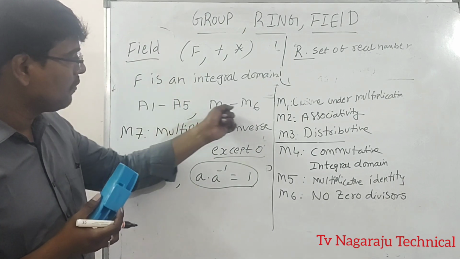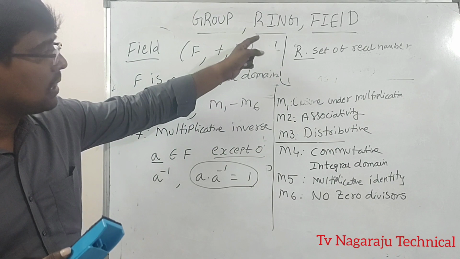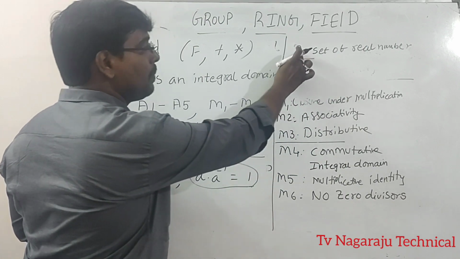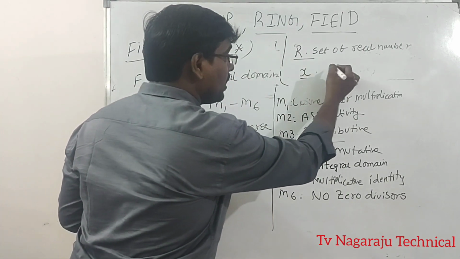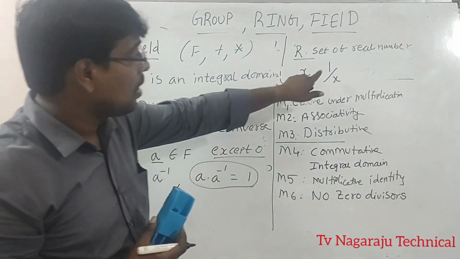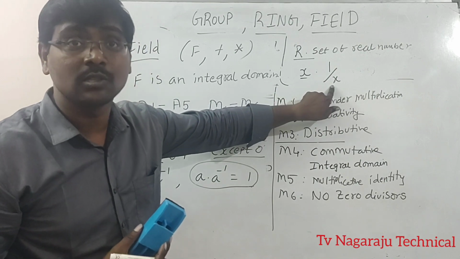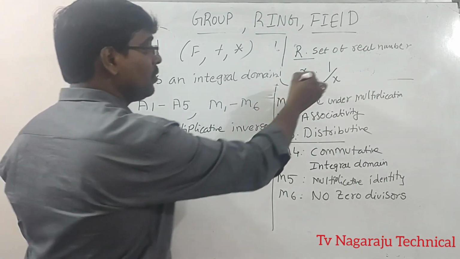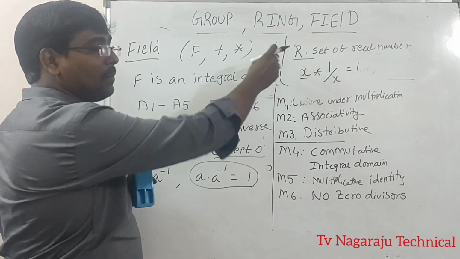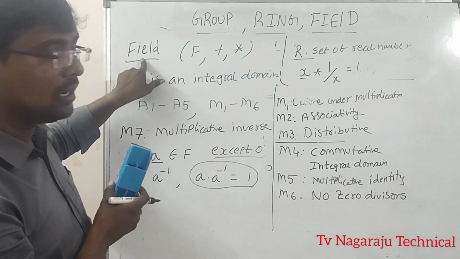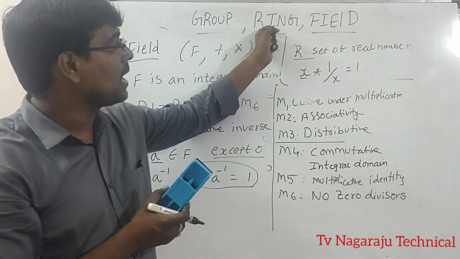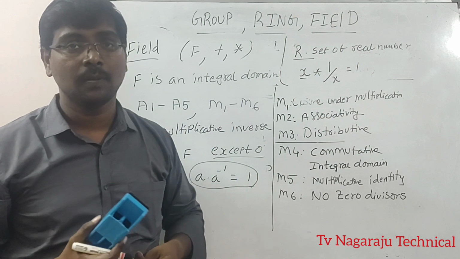A1 to A5, M1 to M6, already explained. All the properties are satisfied. Now, if X is a number that belongs to R, automatically we have a number. Real numbers means fractions are also available. We have the number 1 by X also available. So, what is X into 1 by X? The answer is 1. So, the set of real numbers is called a field. These are group, ring, field. Step by step we are adding some properties. Okay. Thank you.